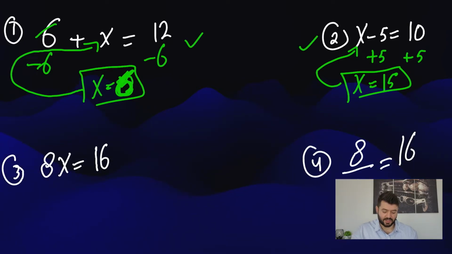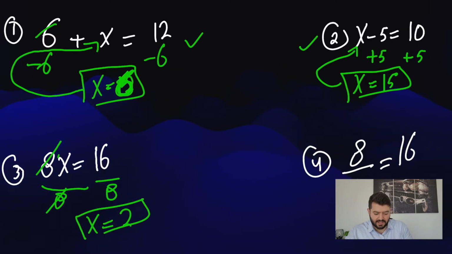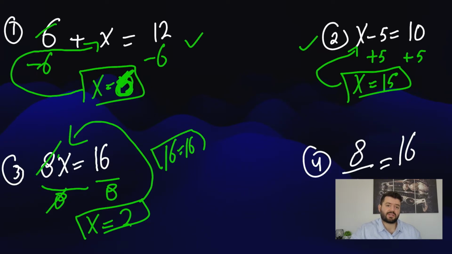Now let's go to example number 3. I have 8x equals 16. How can I get rid of the 8? Because it's being multiplied, I'm going to divide. So I'm going to say, divide by 8, remove the 8 at the top and the 8 at the bottom, so we have x equals 2. How do I check? Put it back into the equation. 8 multiplied by 2 equals 16, so I have 16 equals 16. This one is correct as well.